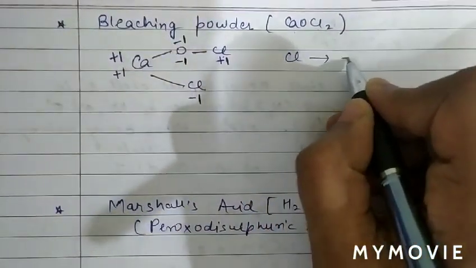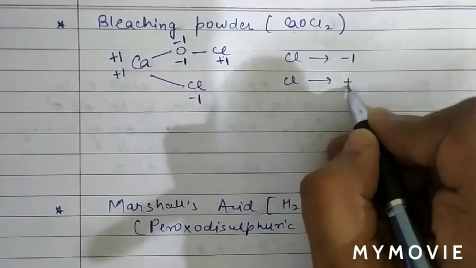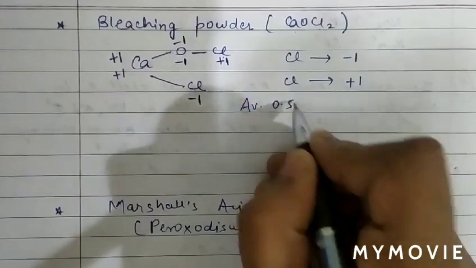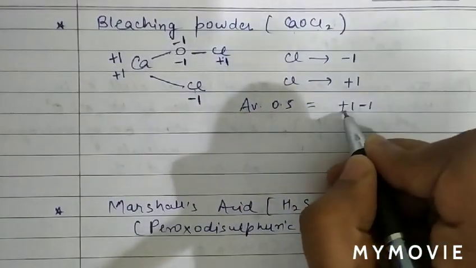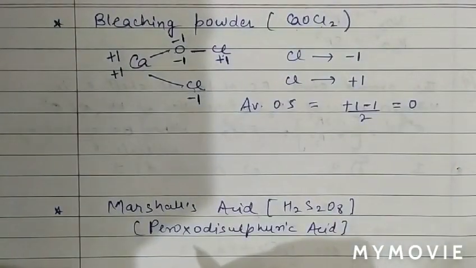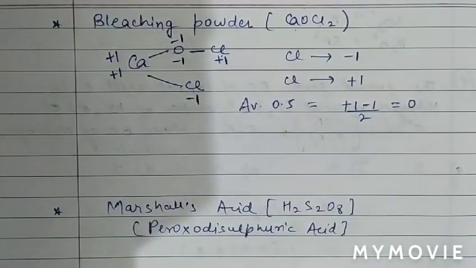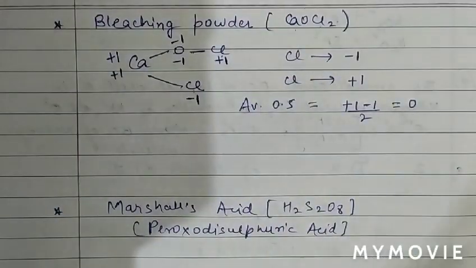So the oxidation state of one chlorine atom is -1, and the oxidation state of the other chlorine atom is +1. If we solve for the average oxidation state, it will be (+1 -1) divided by 2. It means the average oxidation state of chlorine is 0, and the oxidation state of oxygen is -2, calcium is +2. So we have calculated the oxidation state of each element in bleaching powder.